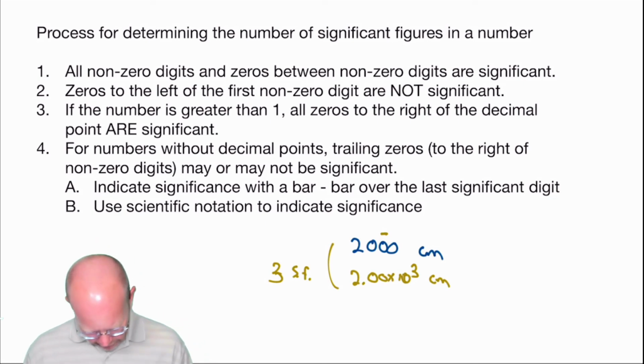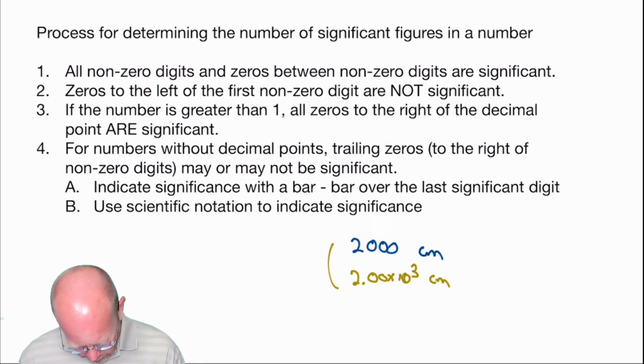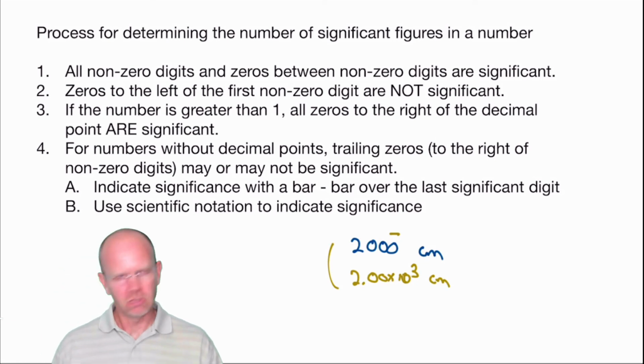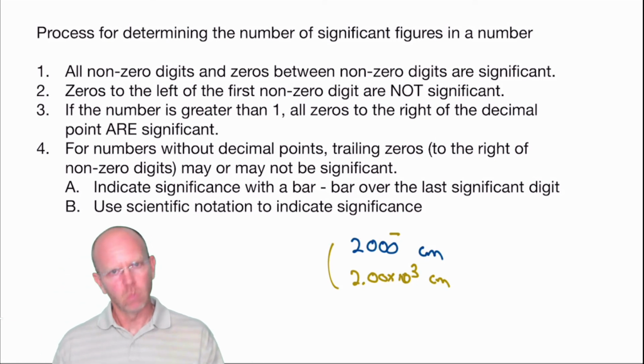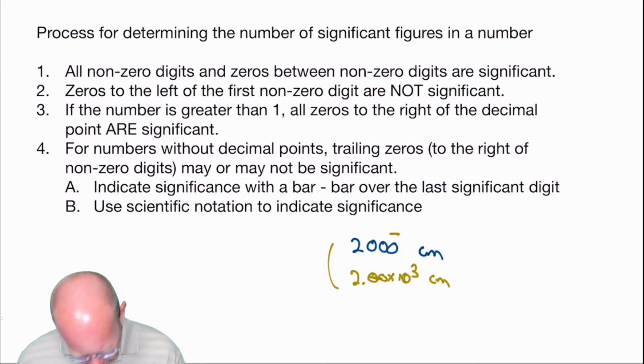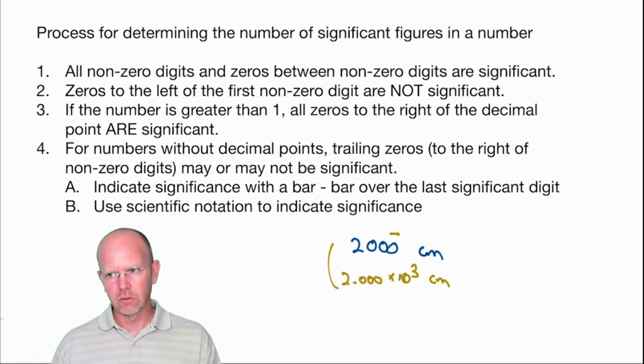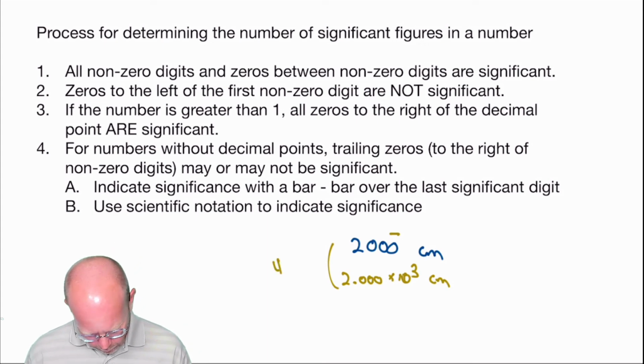And we could keep going with that, right? We could keep going with this process. If we moved out one additional place, we could put a bar over that units place. So we know it's 2,000 centimeters plus or minus 1 centimeter, right? So now, if we wanted to use scientific notation, which is a good way of doing that, we could say 2.000 times 10 to the third centimeters. Those are equivalent ways of representing the fact that we have 4 significant digits in that number.